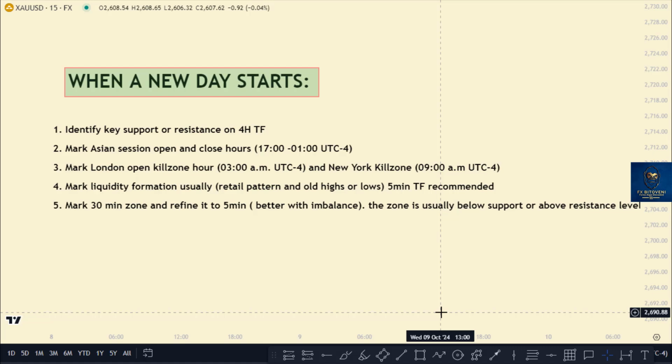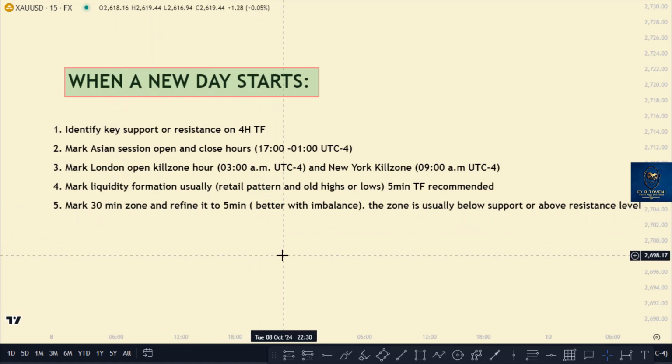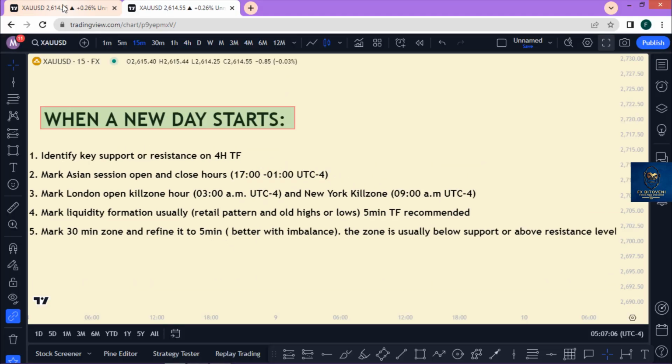And then you wait for manipulation to form, that is institutions manipulating the liquidity of the market, and then they mitigate your 30-minute zone or 5-minute zone, and then you look for your trade there. And this manipulation, or this mitigation, must happen during either the London kill zone or the New York kill zone. So that's it. So let's check here.